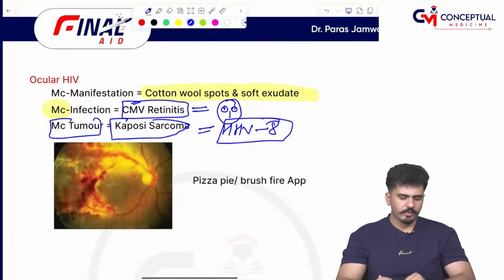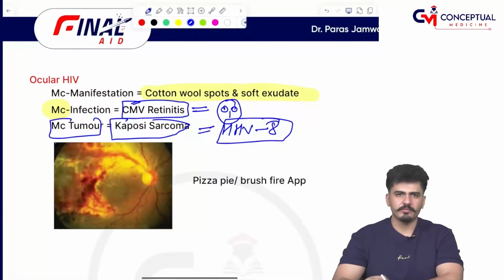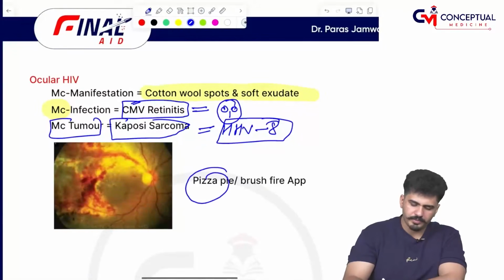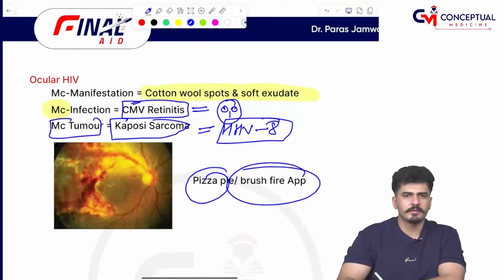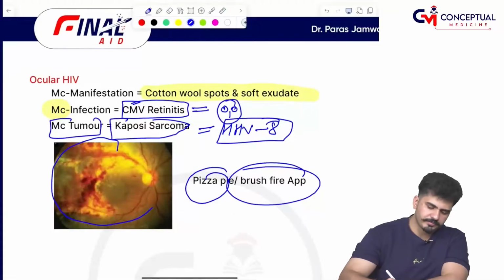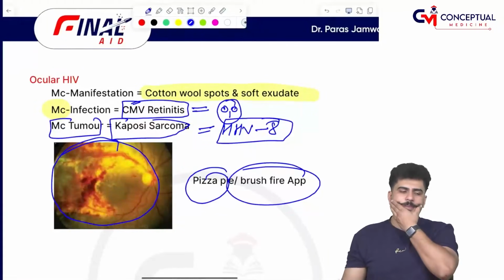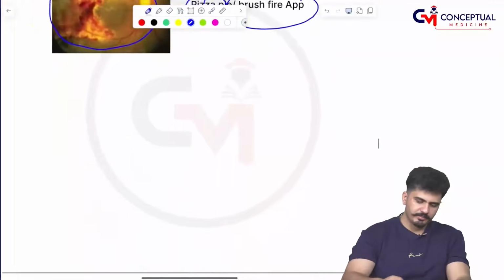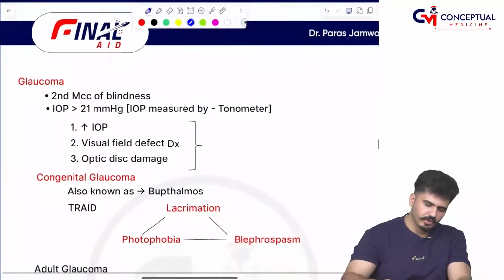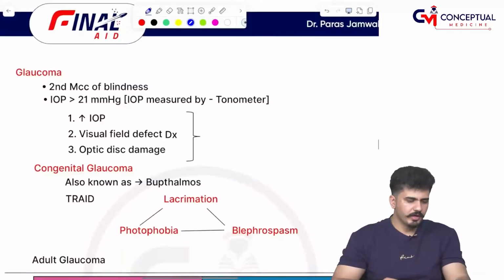HHV8. Now, on examination in ocular HIV, what are you going to see? Pizza pie or brush fire appearance. You can very well appreciate it right here, sir. Moving on to the next topic, sir: glaucoma.